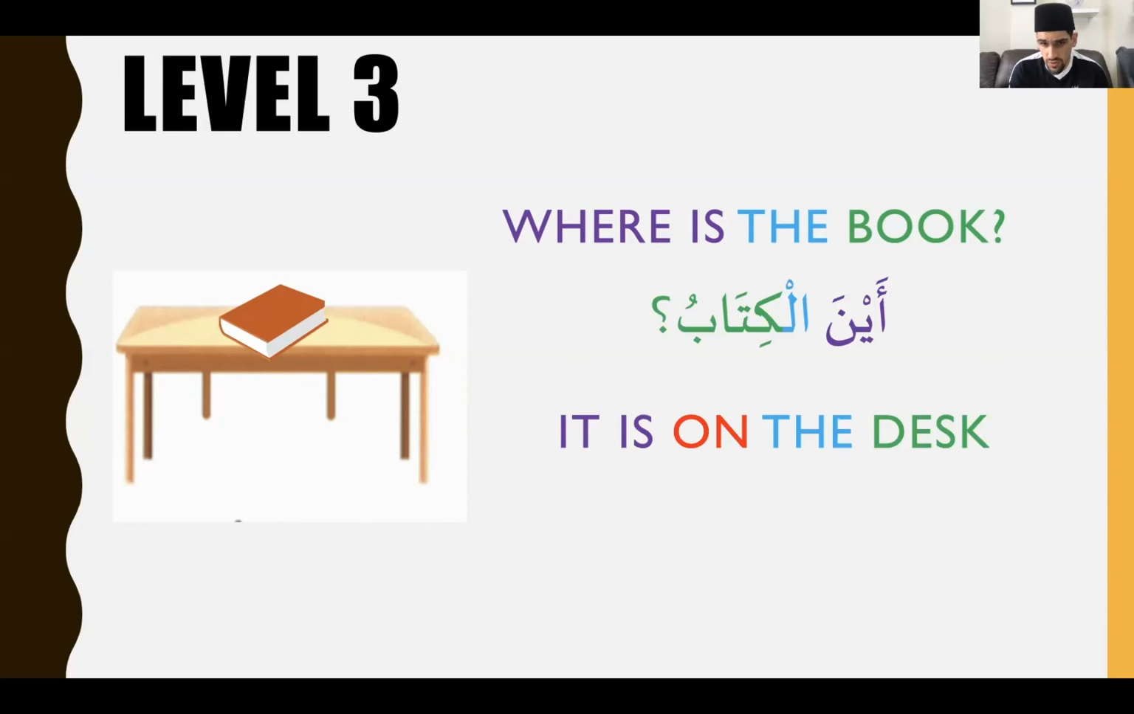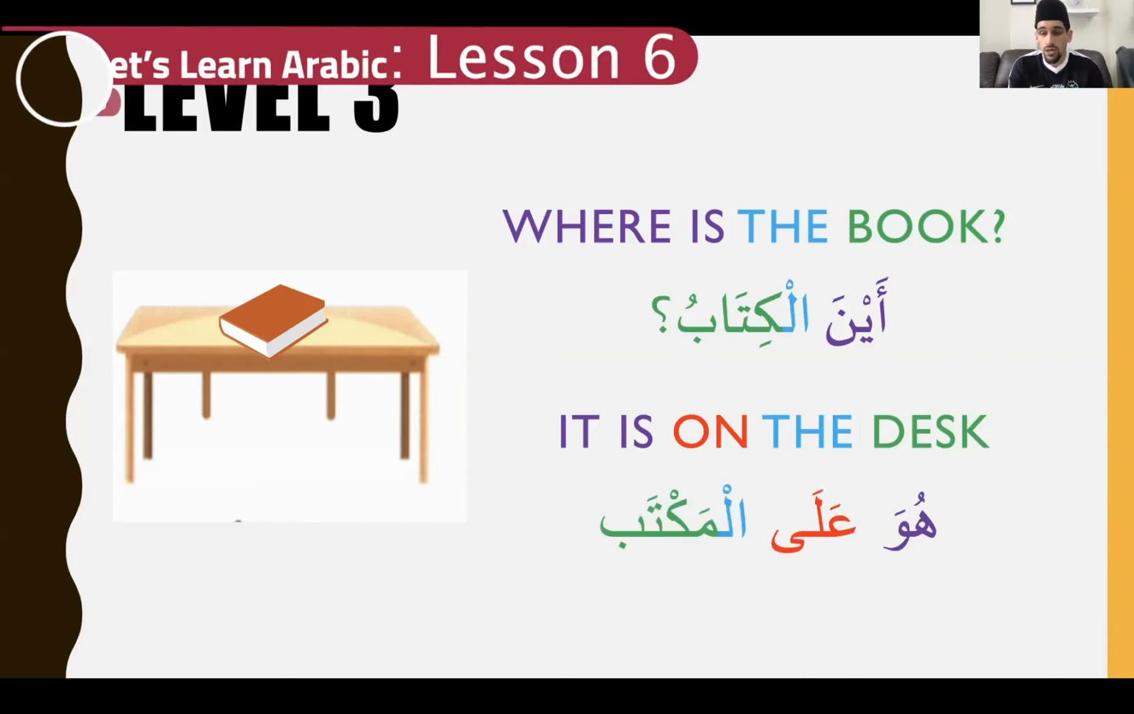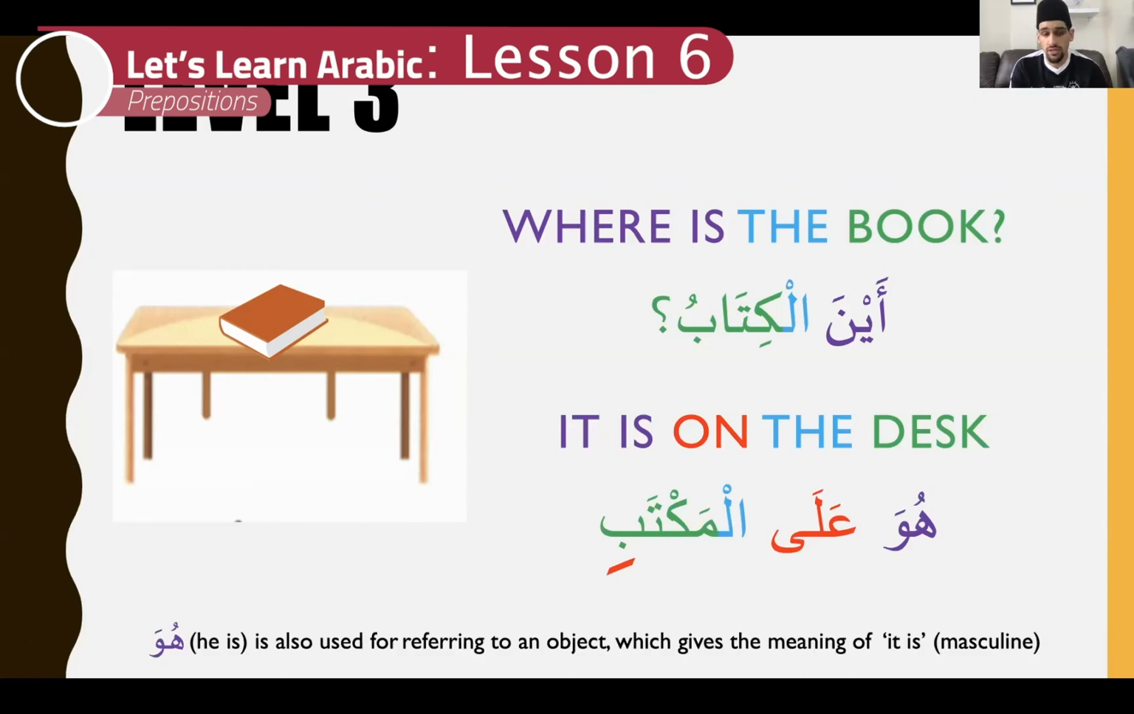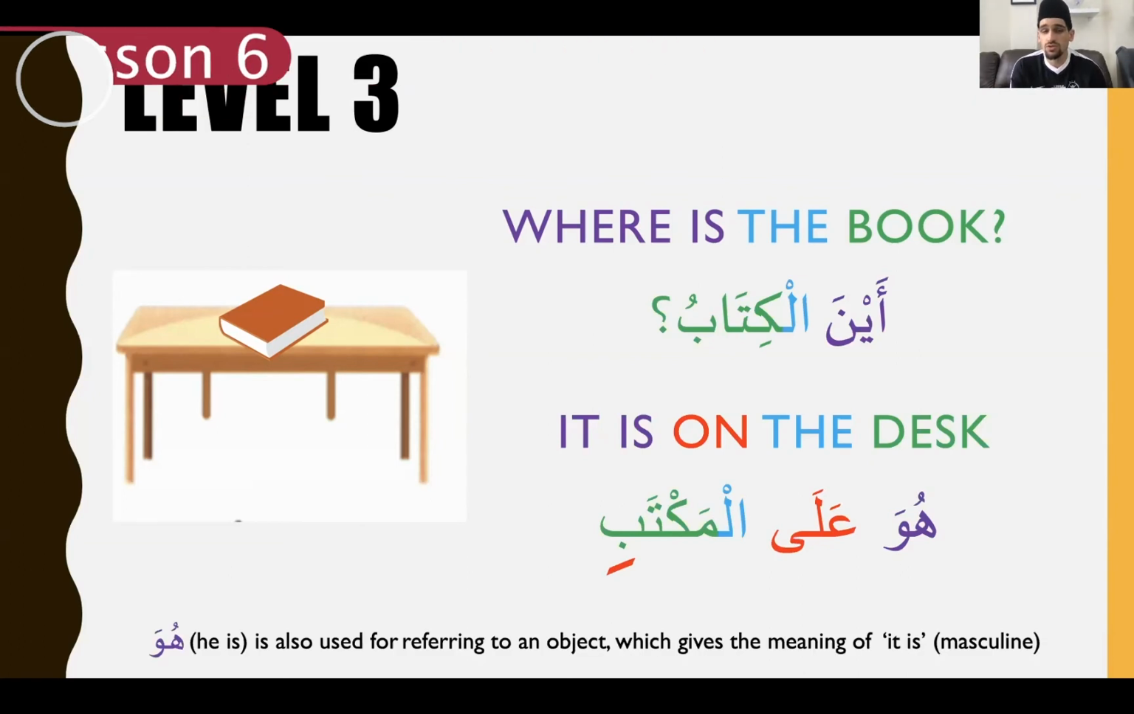So now we'll just apply what we know already, but with something a little bit new about this word. So how do you say "it is"? هو على المكتب. So here again we've used the word huwa. Now you might be thinking, why did we use huwa again? So huwa, meaning "he is", is also used for referring to an object, which gives the meaning of "it is", and this is for masculine words. So everything in Arabic, the objects are either masculine or feminine. It's just up to us to identify which one is which.